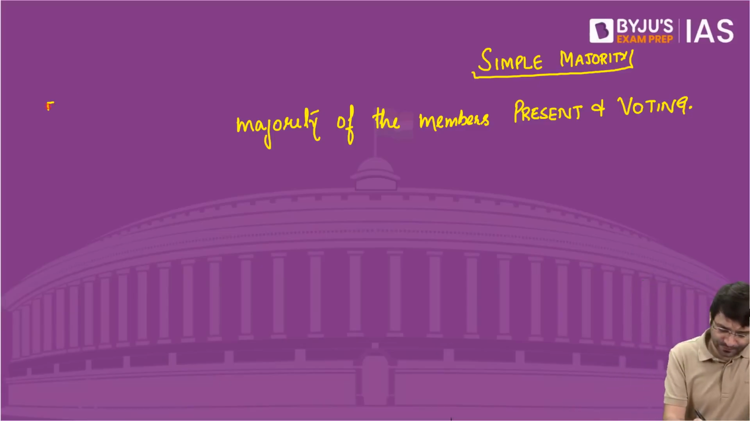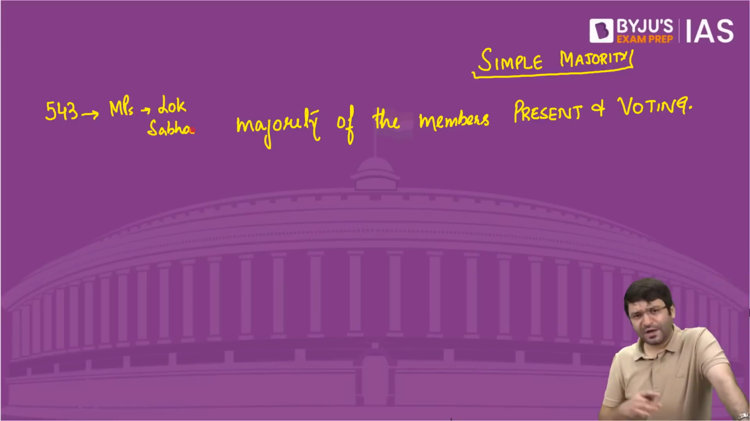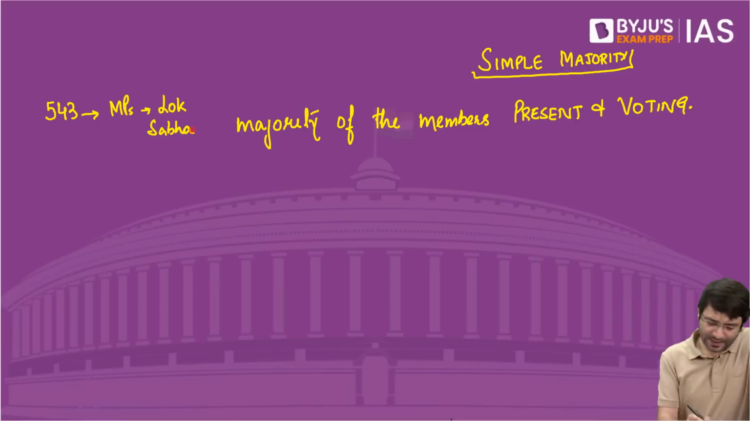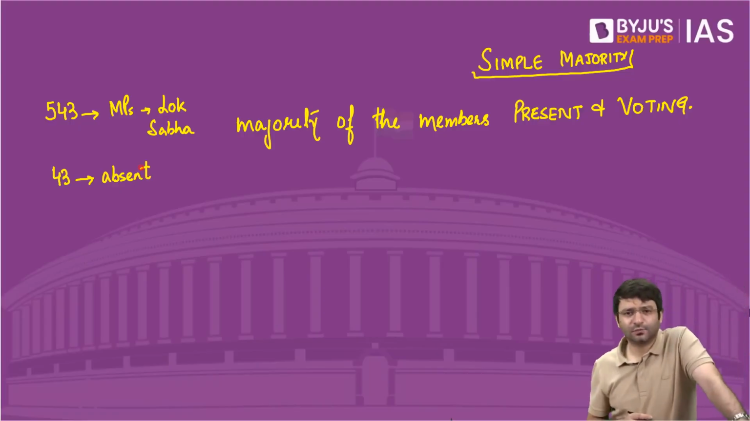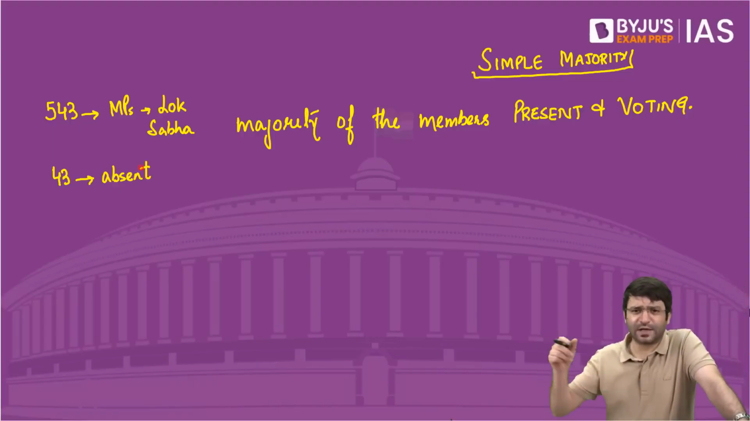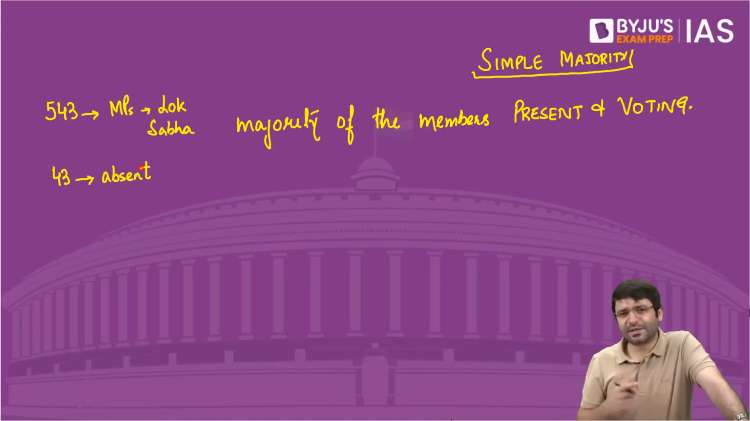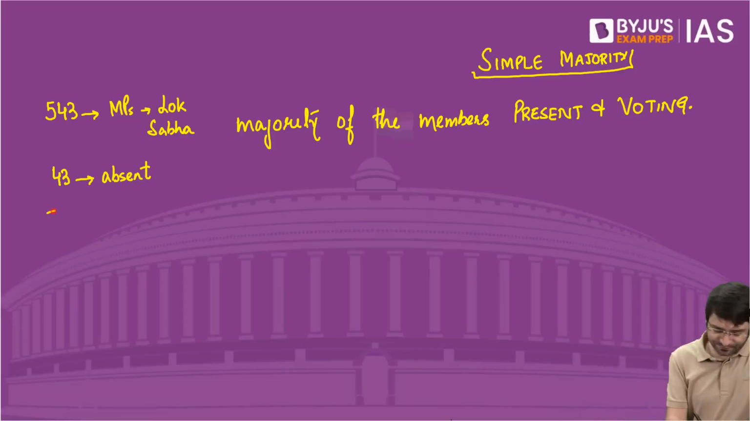Let's assume that there are 543 MPs in Lok Sabha. And out of these 543 MPs, 43 are absent. Some are in Bharat Jodo Yatra, some are in North Pole, South Pole, some are only traveling, some are sleeping, and some are making Gadar too. Can happen. That means 500 MPs are now present.